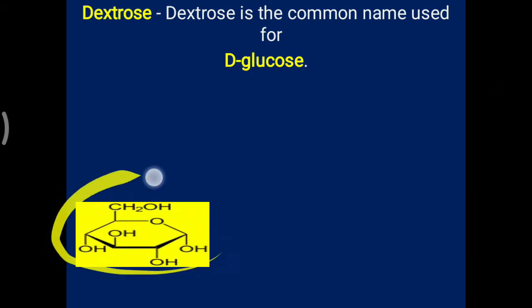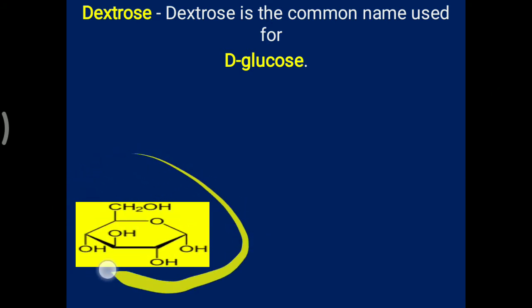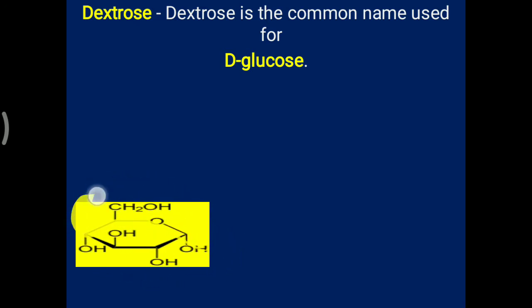Here is the structure of D-glucose, that is simply C6H12O6, but here the arrangement is what makes it D-glucose. A similar type of structure is L-glucose, but it is not present in our blood. Now, simply remember: dextrose is D-glucose.